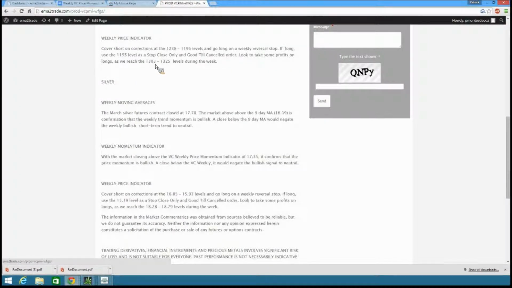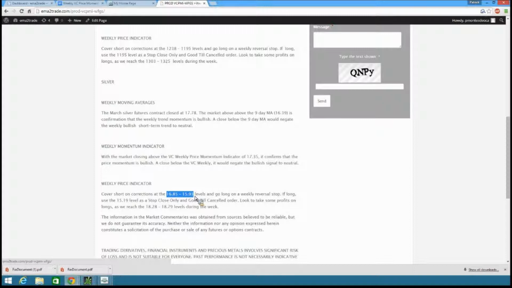For the silver market, we're long as well coming into this week, and the algorithms are saying look to take some profits as long as we reach the 1828 to 1875 levels during this week. If we come down below 1735, which should be your stop for the week if you're carrying an open position, then look for the market to come down to about 1685 to 1593.